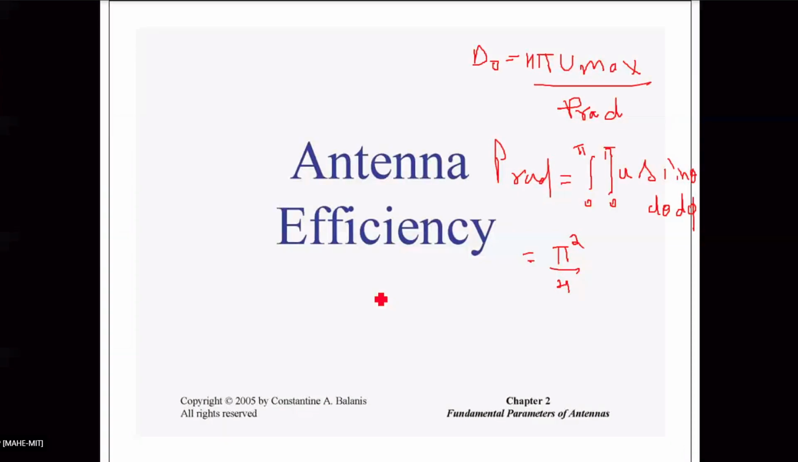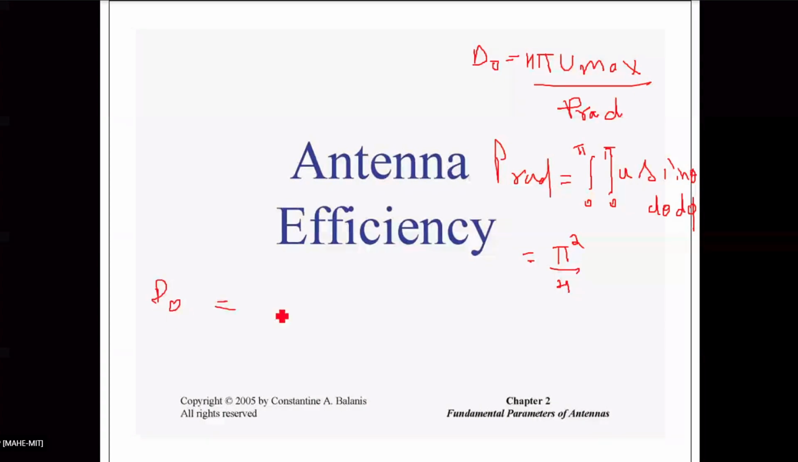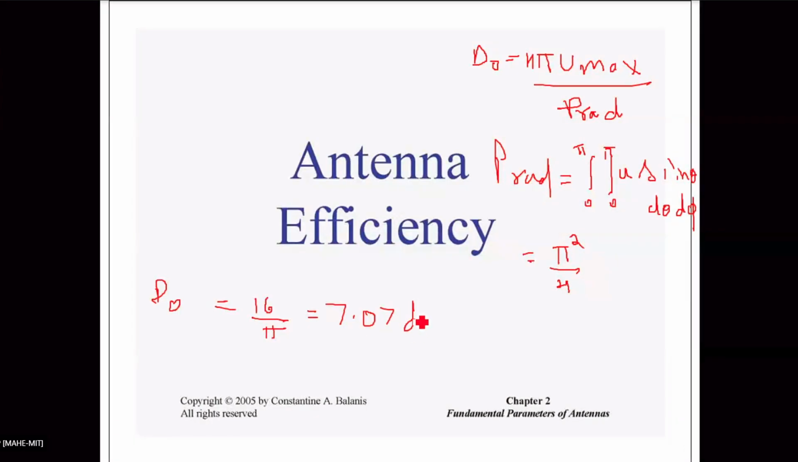Okay. So what is D naught you get? D naught is equal to 16 by pi. 16 by pi is equal to 7.07 dB. Is it okay? Yes, sir. Okay, next. All of you, is it fine? Can we move ahead?